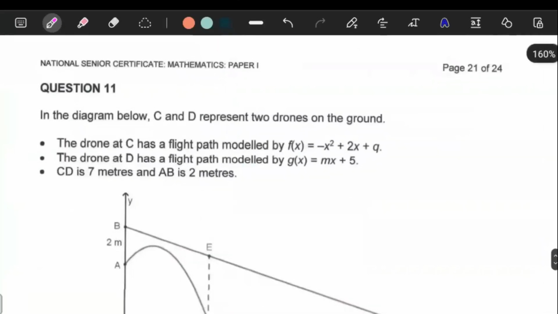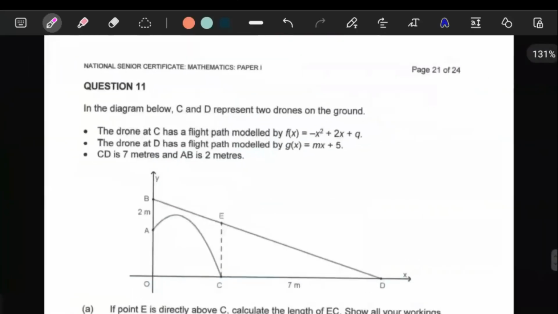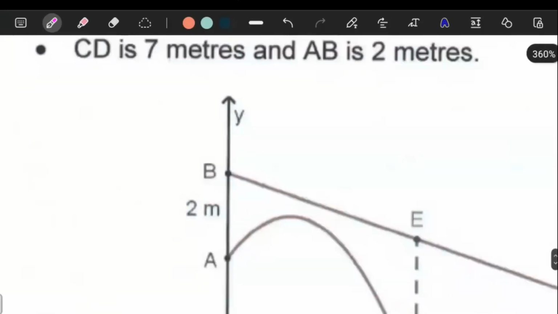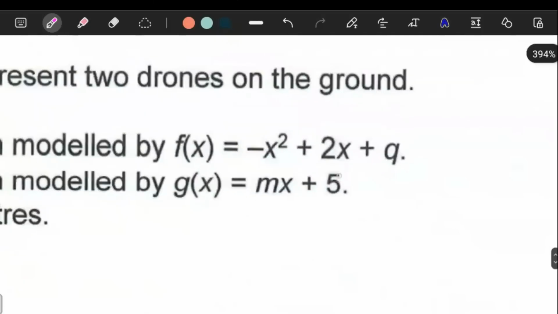Question 11. What do we have here? It says, in the diagram below, C and D represent 2 drones on the ground. Wow. Okay. And then it says the drone at C has a flight path modeled by this parabola. The one at D has a flight path modeled by this straight line. So already this is a 5. Don't take that for granted because of the y-intercept here.